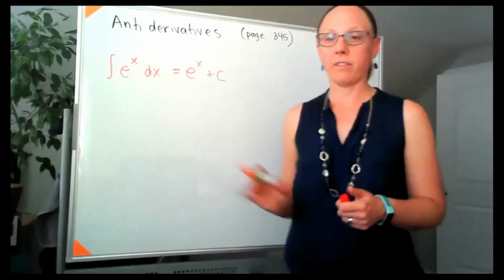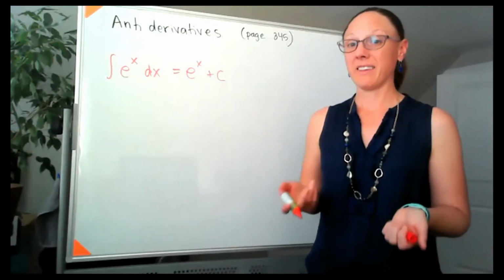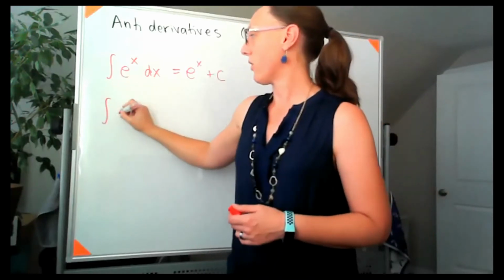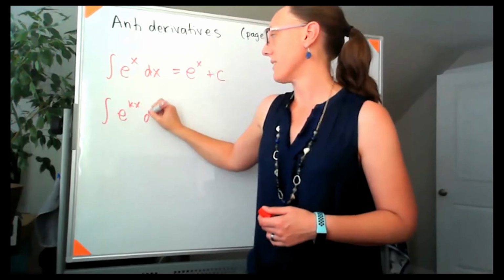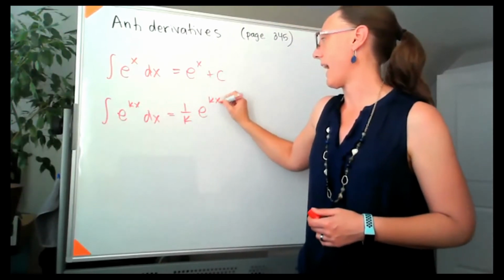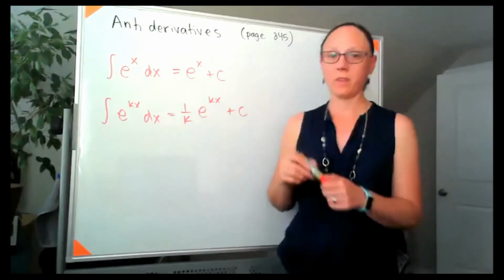But this is not what I think you should memorize. I think you should memorize the very next thing in the chart, which looks like the integral of e to the kx dx is equal to 1 over k e to the kx plus c.